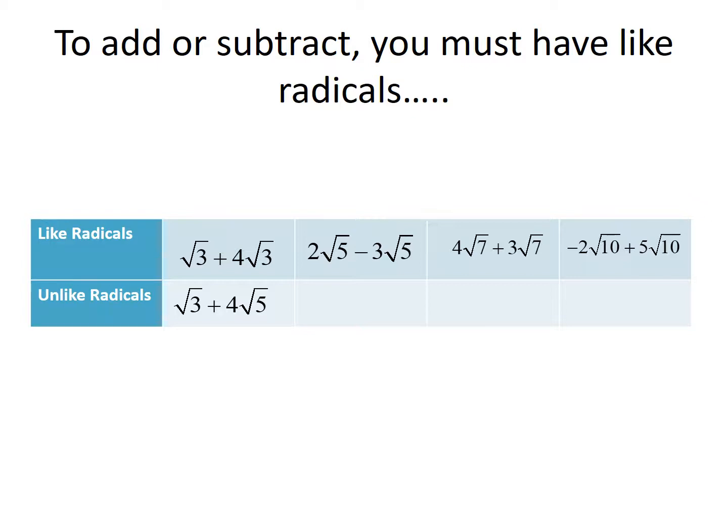So if we're talking unlike radicals, we would have the square root of 3 plus 4 times the square root of 5. Those are not the same numbers. This 3 under the square root and this 5 under the square root are not the same, so we can't combine them. This would be another example, and these would be more examples. So 2 times square root of 2 minus 5 times square root of 3, square root of 30 plus 4 root 13, root 20 plus root 12. Those are all not like radicals, so we can't combine them.